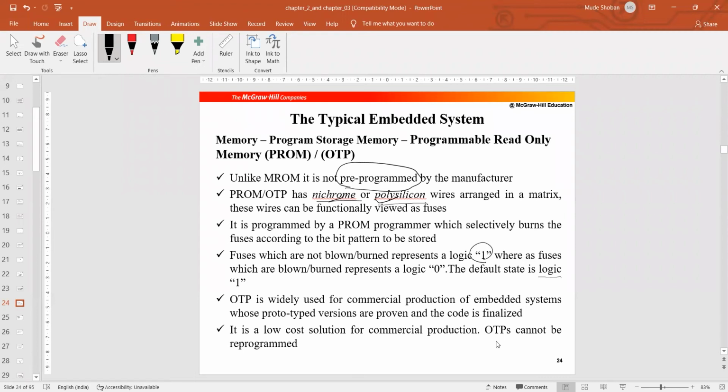And OTP is widely used for commercial production, which we have discussed. Whenever there is large bulk production, you have to use OTP. In the other cases, you might go for PROM. So it is a low-cost solution for commercial production. OTP cannot be reprogrammed, right? But PROM can be reprogrammed.